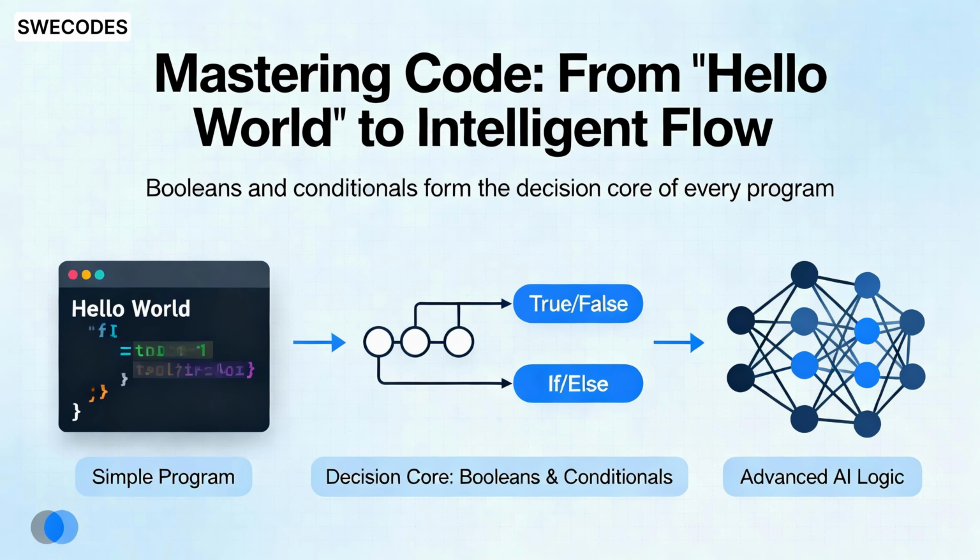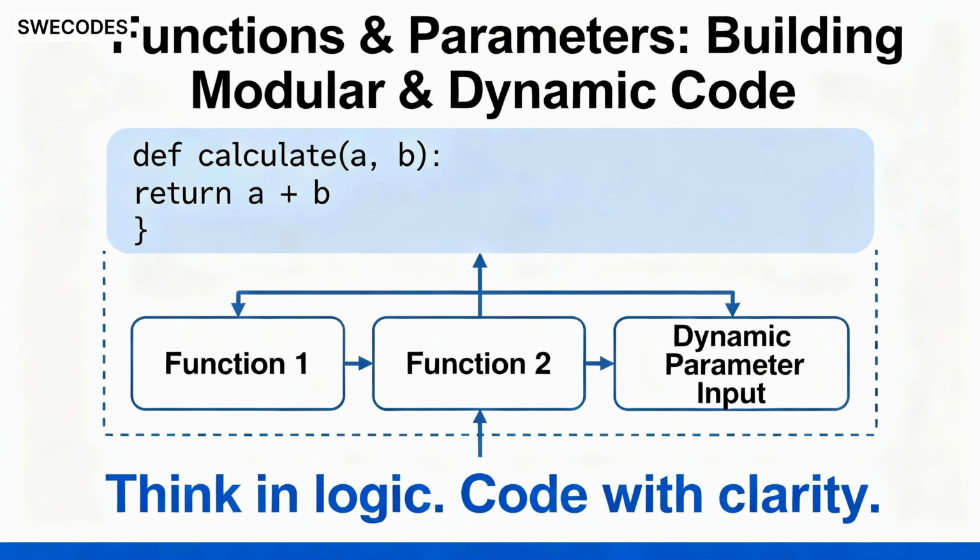Booleans and conditionals form the decision core of every program, from your simplest hello world to the logic that drives modern AI systems. In our next session, we'll build on this by seeing how functions and parameters use these same principles to make your code modular and dynamic. Think in logic. Code with clarity.